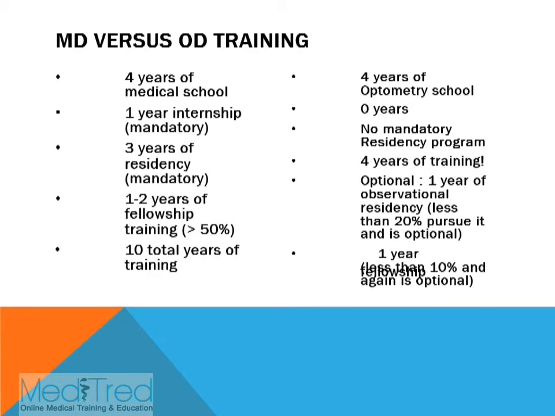So the medical doctor goes through 4 years of medical school. This is following 4 years of undergraduate training. They go through 4 years of medical school, 1 year of internship, which is mandatory, during which time they examine hundreds of patients under the supervision of trained faculty, 3 years of residency training in ophthalmology, which is also mandatory, during which stage they perform hundreds of clinical examinations on patients and also perform at least 1,000 surgeries under faculty supervision.